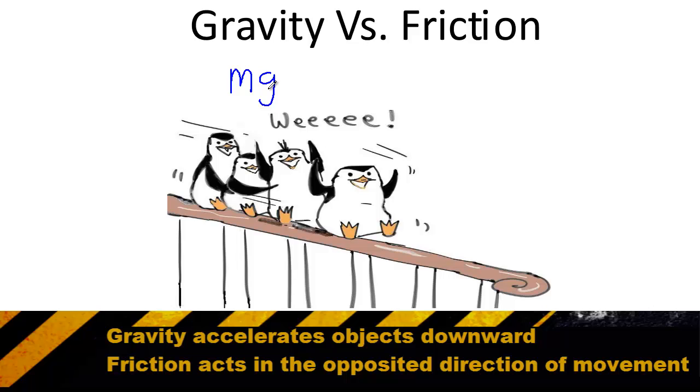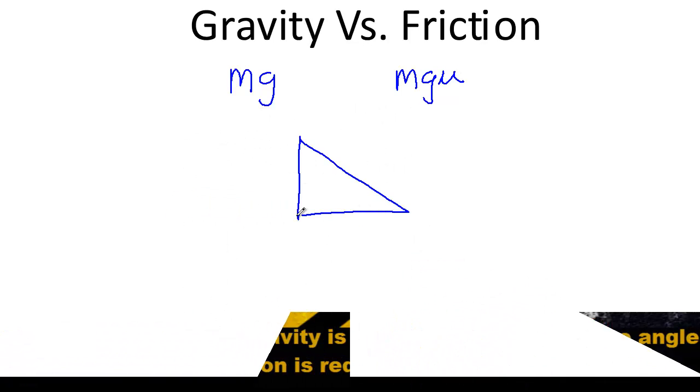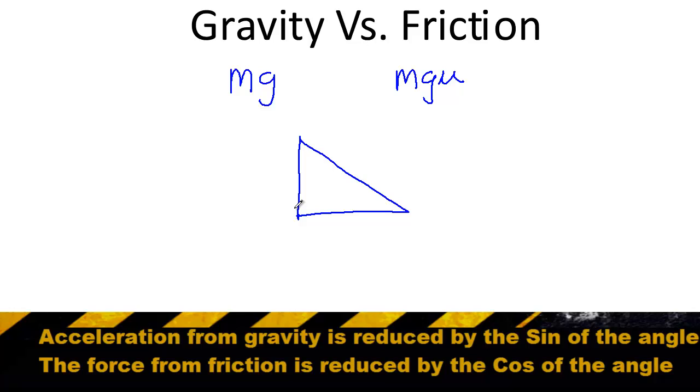The second force is going to be friction, and friction is going to act in the opposite direction of movement. The equation for friction is simply mg times the frictional coefficient. And the frictional coefficient is simply a measurement of how sticky or smooth the surface is. When you have an object sliding down an inclined plane, both of these forces get modified. Gravity gets reduced by the sine of the angle.